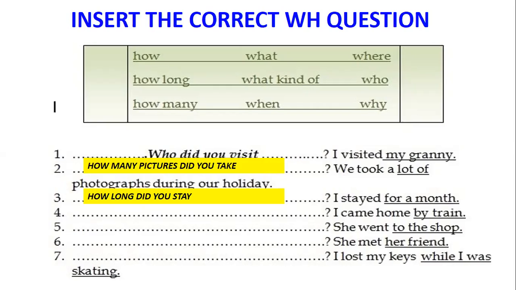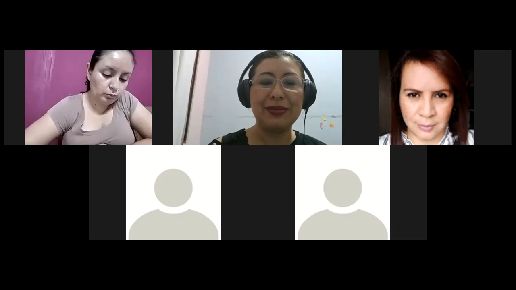Okay, now I would like to invite you to go to the breakout rooms and try to answer the last questions from number 4 to number 7. Remember that you have to take the WH question from this chart and then formulate the question using the formula: WH word plus did plus subject plus the verb. And you have to take as reference the answer. Tenemos que tomar de referencia la respuesta, ¿verdad? Okay, do you have questions so far? ¿Tenemos preguntas? No. Okay, let's try to do it. Tratemos de hacerlo.